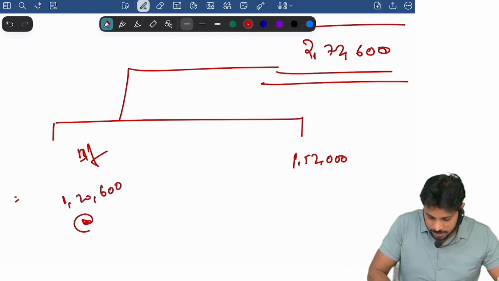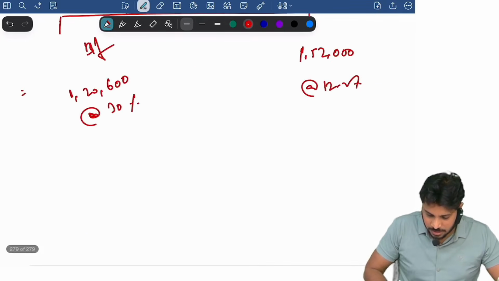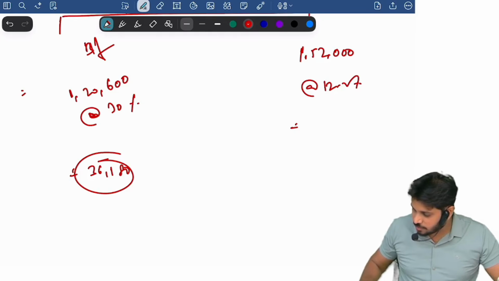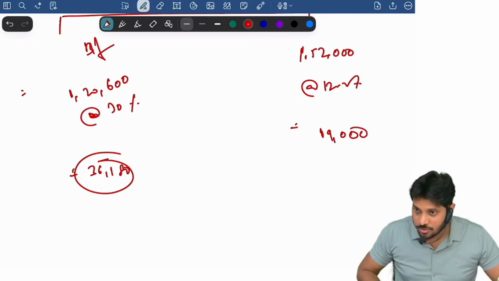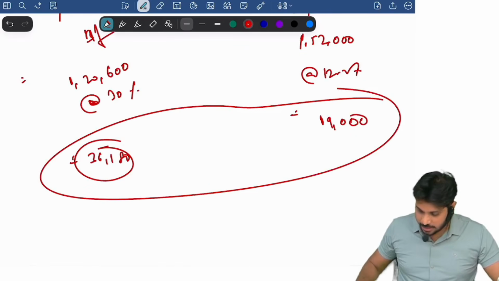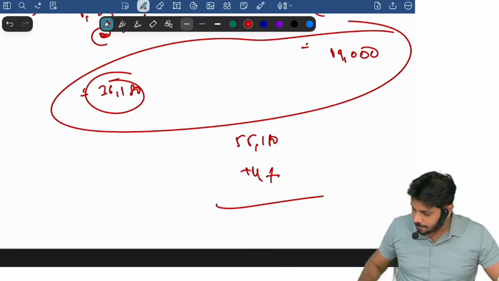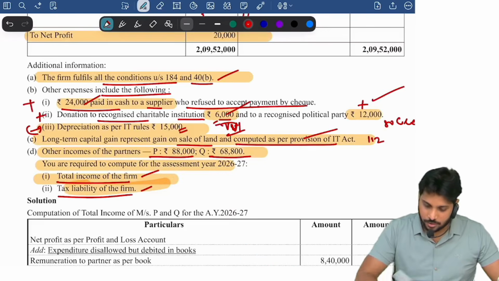For firms, the tax rate is 30%, no basic exemption. This is taxable at 12.5%. Yes or no? 1,20,600 into 30% is equal to 36,180. 1,50,000 into 12.5% is equal to 19,000. You're able to follow. So total basic tax, 19,000 plus 36,180, is equal to 55,180, plus 4% cess, 57,390. That's it. Look at the answer.